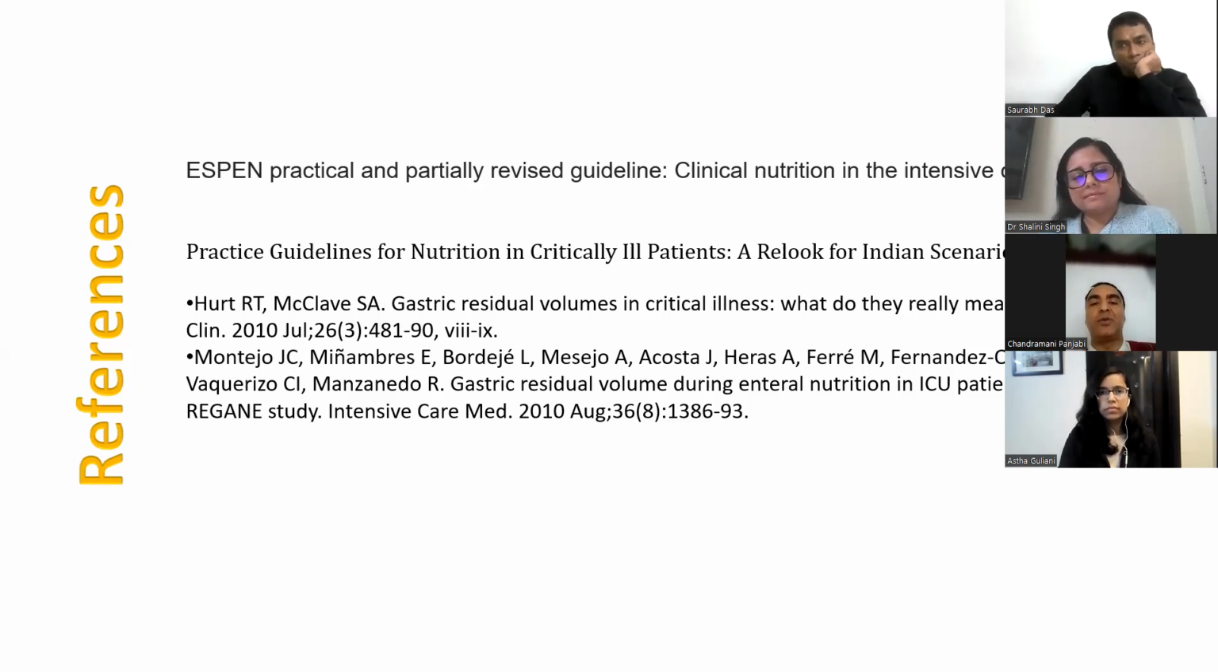And then we move on to the recovery phase if the patient stays in ICU more than 7 days, where again we try and disconnect the parenteral nutrition, continue with the enteral nutrition, and give 90 to 100% of the energy targets.